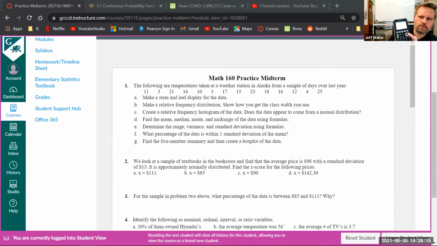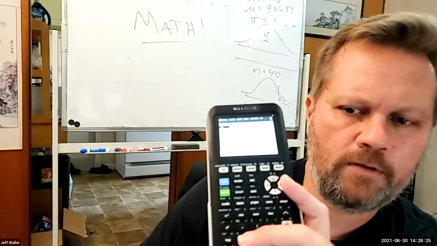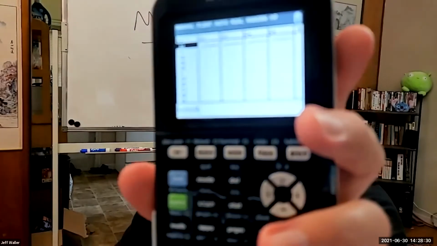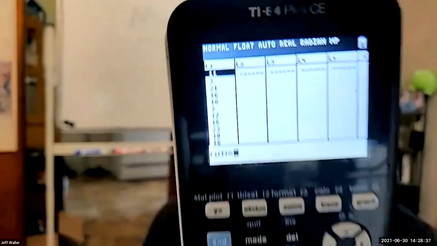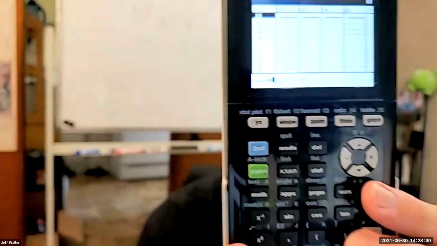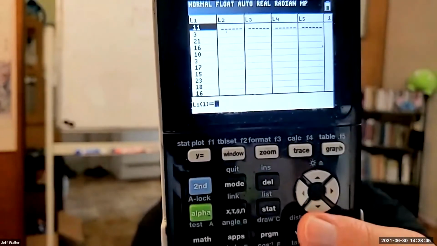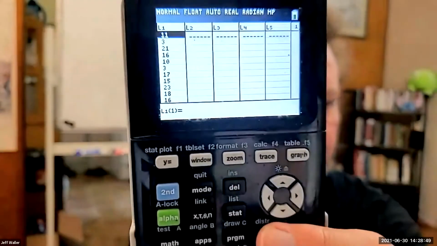So, you guys got the data at least? Almost. Okay. All right, so I've got the data in here, pop. Got the data in there. And now what do I hit to make it sort? What button do I push to make it sort?